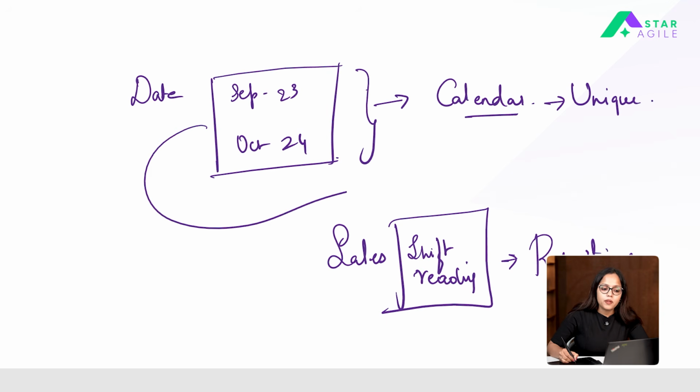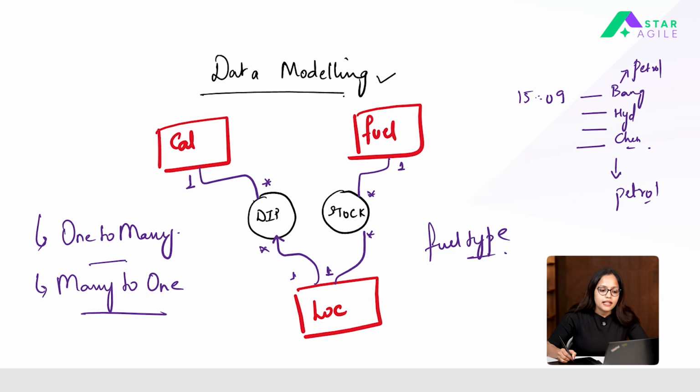So the one side of a relationship always comes from a dimension table, and the many side of a relationship always comes from a fact table. If you also look here, you see this one part of the relationship comes from the dimension table, and the many part of the relationship flows into the fact table.